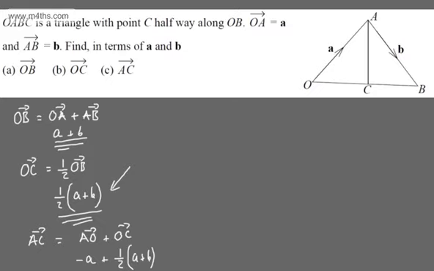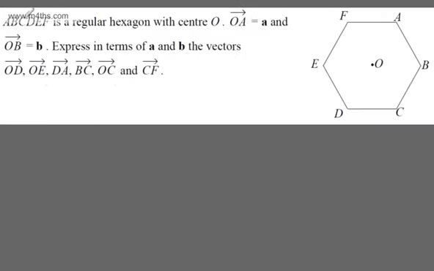Let's look at another question. We're told ABCDEF is a regular hexagon with centre O. Vector OA is A and the vector OB is B. We need to express in terms of A and B the vectors OD, OE, DA, BC, OC and CF. Whenever I've got a problem like this, I like to just label this up. So what I'm going to do is simply put these on.